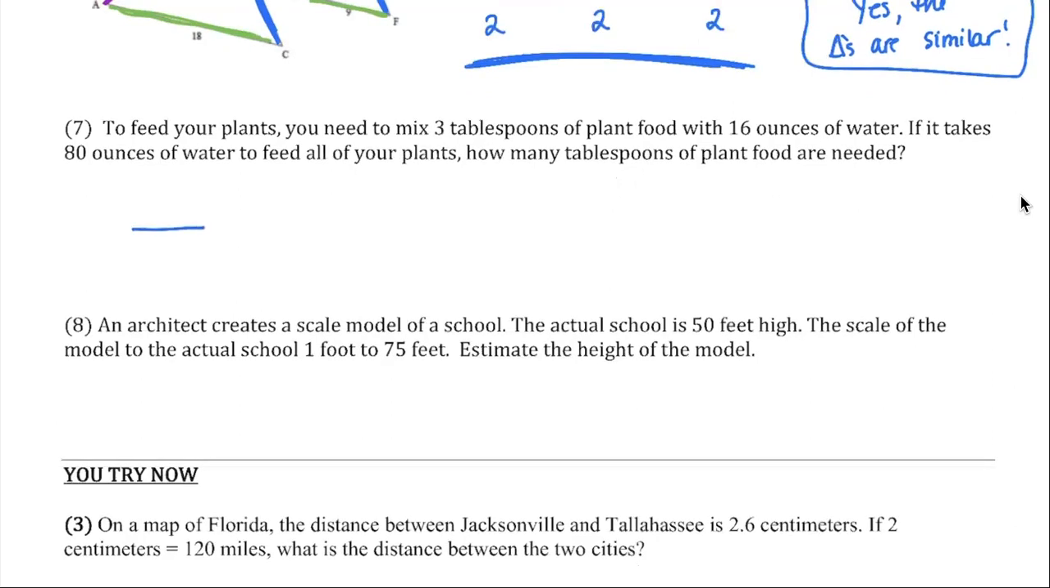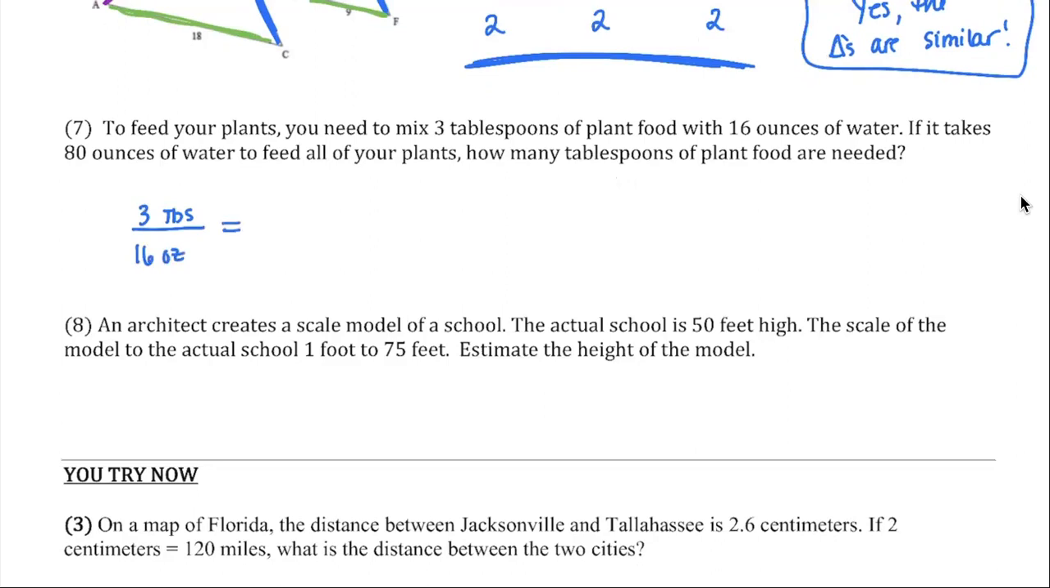So when we are going to write our first ratio, a ratio is just a comparison of 2 different categories. Those right there are going to be our categories. There's 3 tablespoons of plant food, which we're combining with 16 ounces of water.